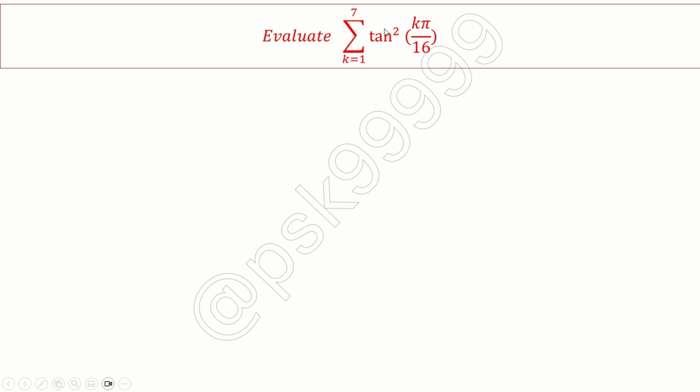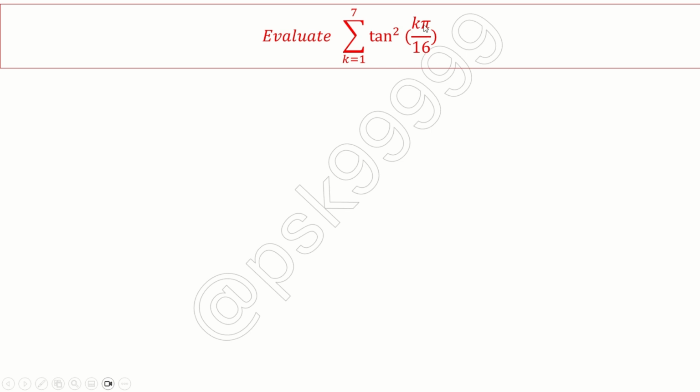Evaluate the sum of tan square k pi by 16, for k equal to 1 to 7. These are the very basic questions which come in any competitive exam or your 11th and 12th boards. Always, the first thing in trigonometry you should see is whether you have complementary or supplementary angles. That is the most important thing.